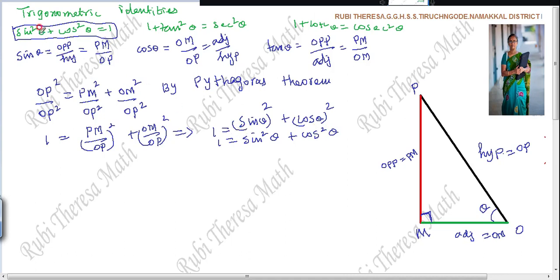Understand? Even though you don't know this identity, just draw a right angled triangle and you can get this identity on the spot. Since I am teaching, I am giving the explanation in detail, but this is not necessary. Before memorizing, you should know how you have got this identity. Do you follow?